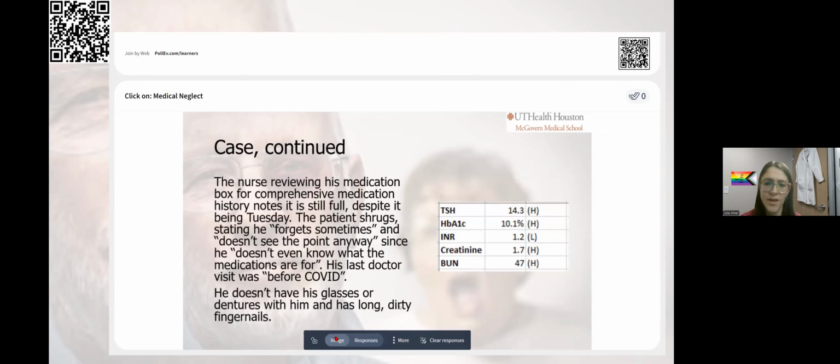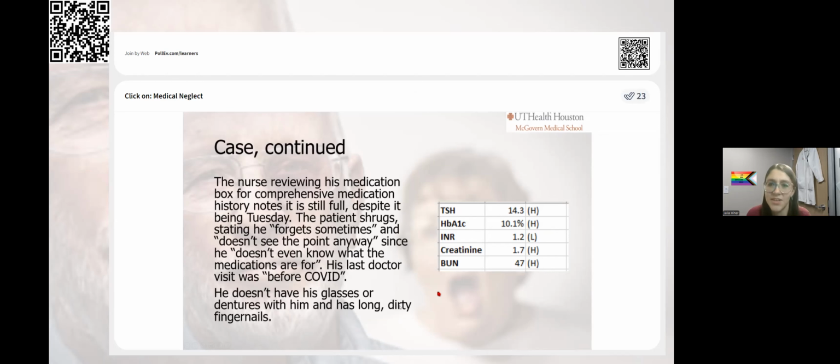Okay, if we go on to the next one, we're now going to look for some medical neglect. And I promise I'm going to come back and tell you all about these in the next slide. The nurse is still doing the intake. Good geriatric nurse there, reviewing the medication box and doing a comprehensive medication history to help reconciliation later. She notes it's still full to Sunday and it's a Tuesday, so he hasn't taken Sunday, Monday, or even Tuesday meds yet. And he says, yeah, whatever, I forget.